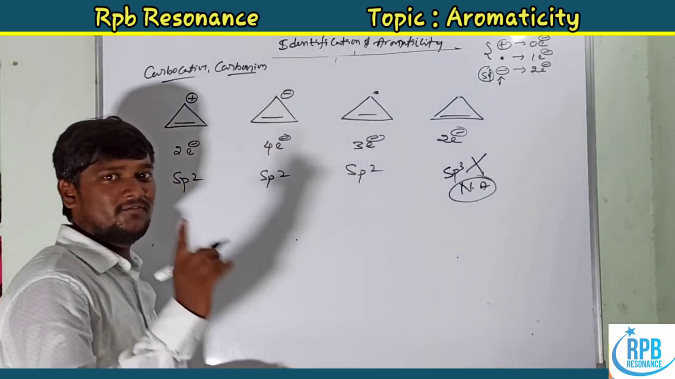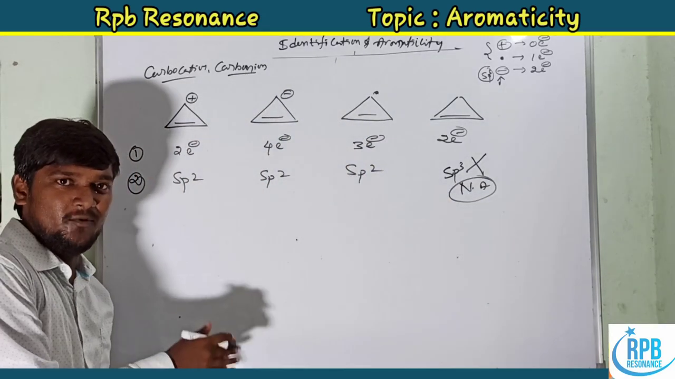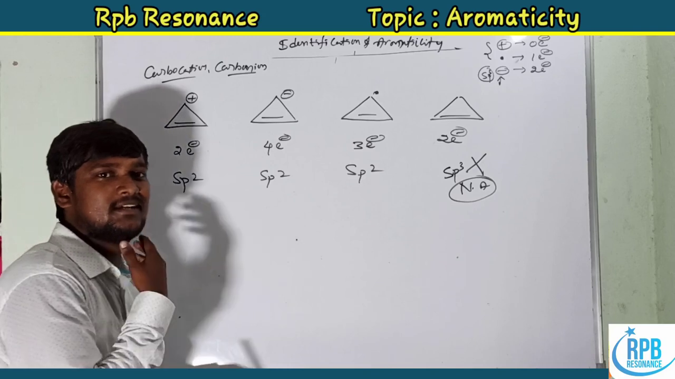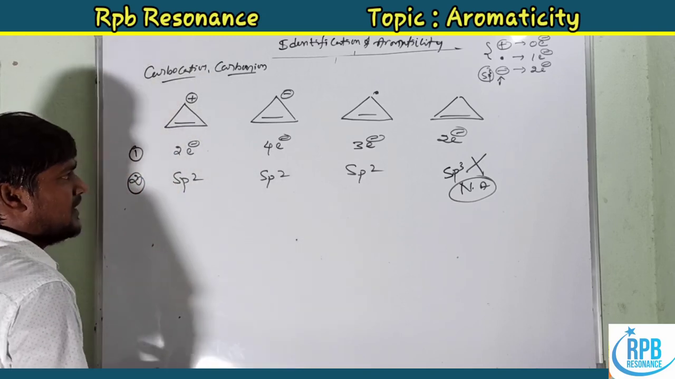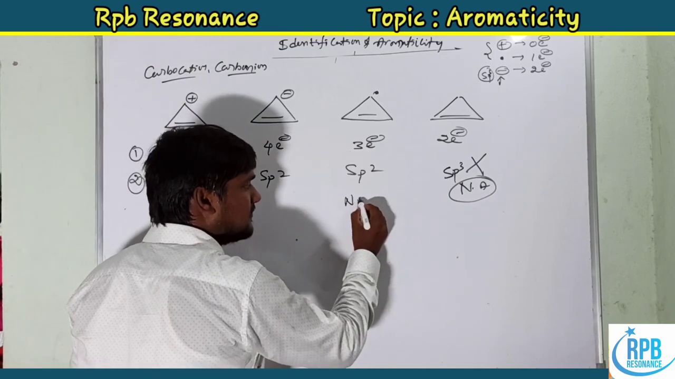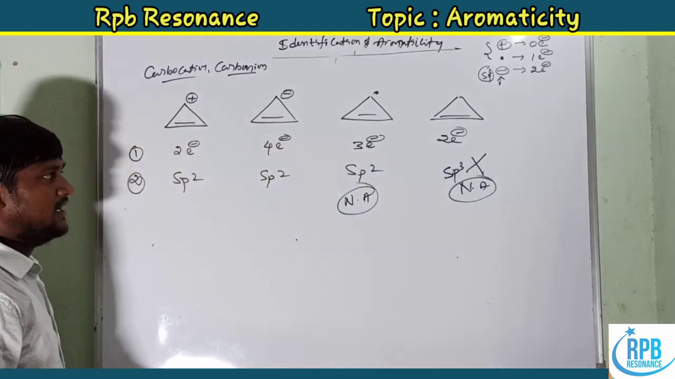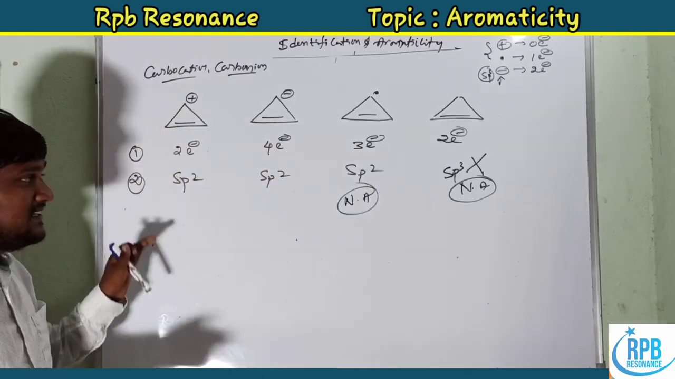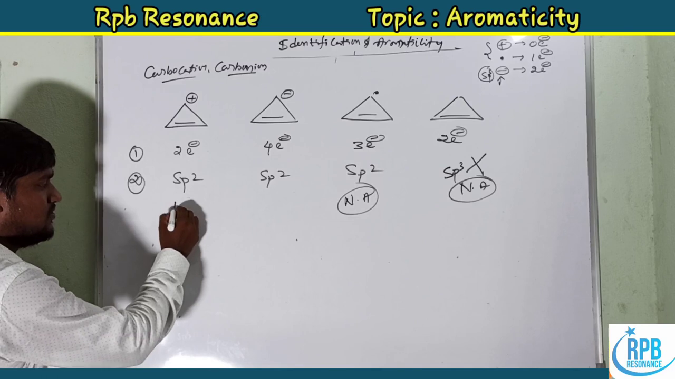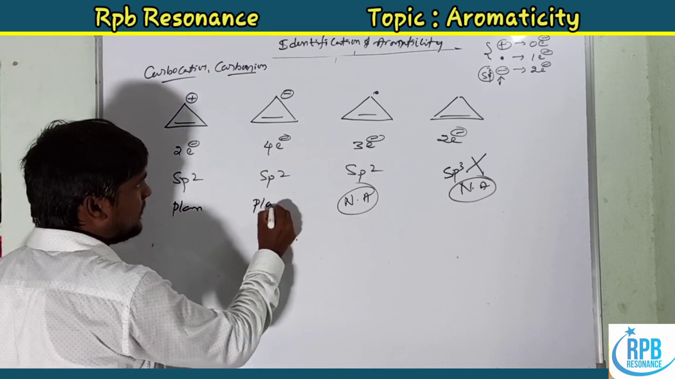If any one of the rules of aromatic and anti-aromatic is lacking, then it is said to be non-aromatic. Now here, odd number of electrons, that's why this is also non-aromatic. This is also non-aromatic. Now let's move on to these two compounds. So here is an sp2 planar molecule, sp2 planar molecule.